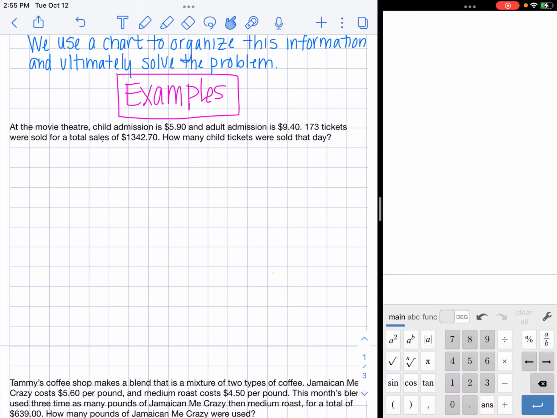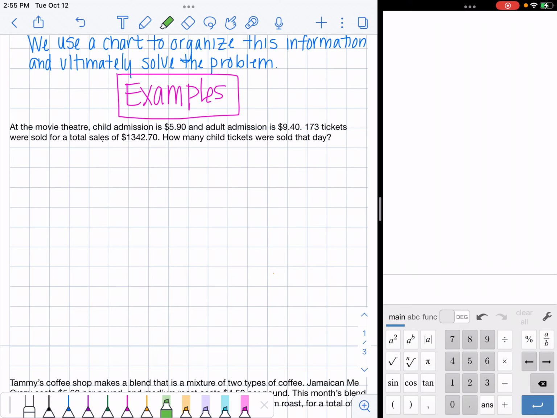First example says, at the movie theater, child admission is $5.90 and adult admission is $9.40. 173 tickets were sold for a total sales of $1,342.70. How many child tickets were sold that day? You'll see that they're giving us information about children and adults. The information that they give us is cost, and they also talk about number of tickets. So the two pieces of information that I have things for are children and adults, so I'm going to write up here child and adult.